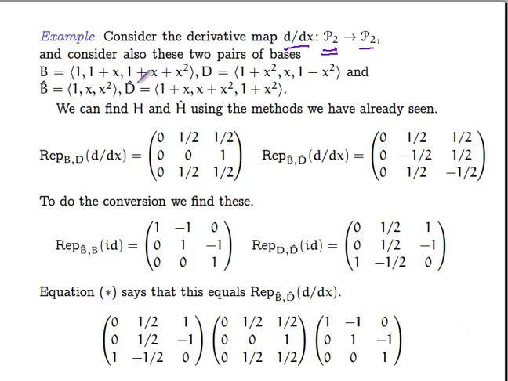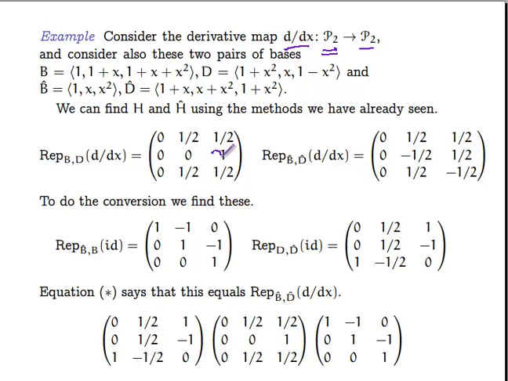Now, the derivative map applied to 1 plus x squared is going to be 1 plus 2x. Let's express 1 plus 2x in terms of the D basis. Now, there's a problem here because if I take 1/2 times the first basis vector here plus 1 times the second basis plus 1/2 times the third basis, if you do that, you're going to get 1/2 plus x squared plus x plus 1/2 minus x squared. That's 1 plus x, not 1 plus 2x. So there's actually a mistake here.